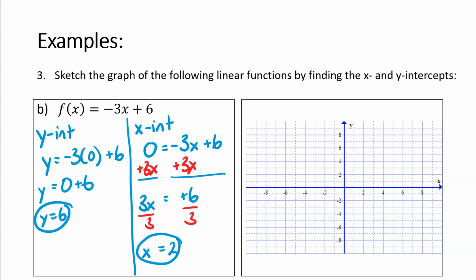So y-intercept is 6, x-intercept is 2. Y-intercept is on the y-axis, it has a value of 6. X-intercept is on the x-axis, it has a value of 2. We have those 2 points. We just connect those dots and extend them. That is our linear function, or our straight line.